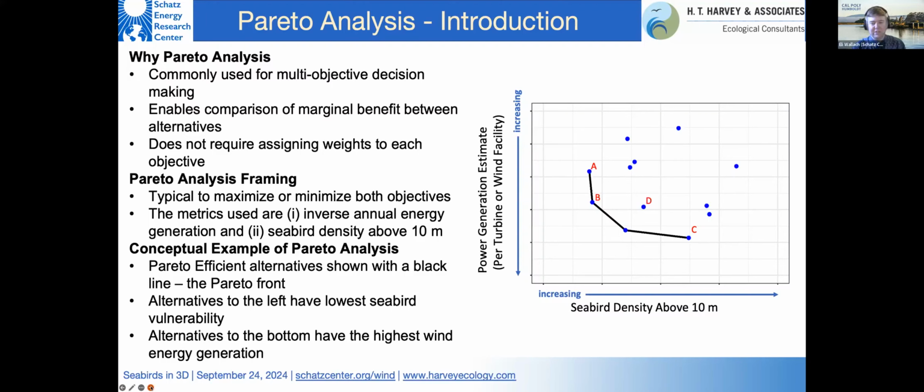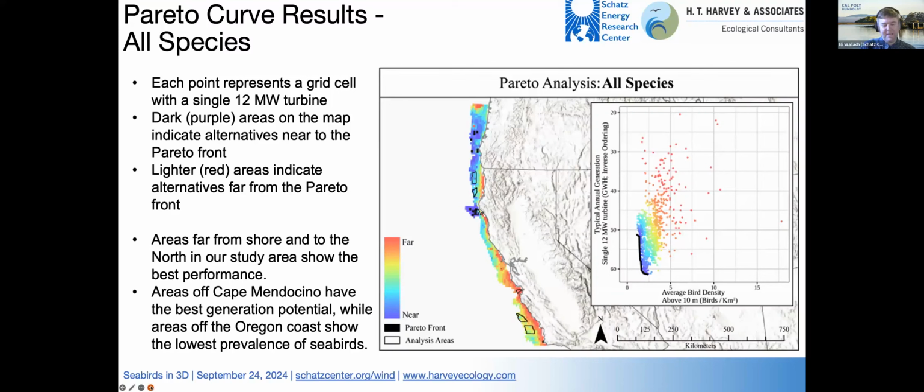And with that, we can jump into looking at some real Pareto results. We will start with all modeled bird species and the single turbine scenario. Slide, thank you. This analysis looks at the entire study area in feasible water depths, and each point on the Pareto graphic considers a single turbine in each of the 5x5 mile grid cells native to the 3D seabird model.